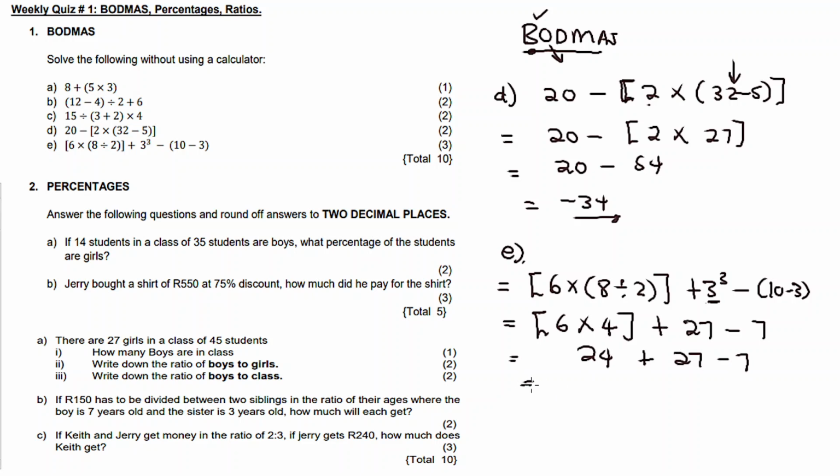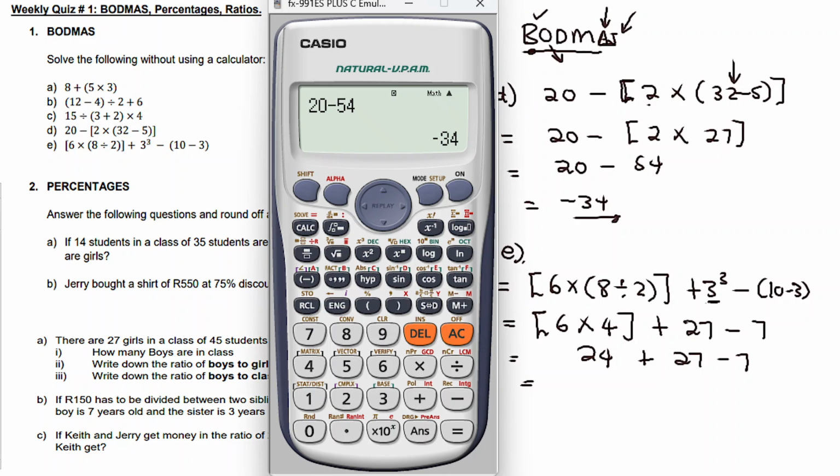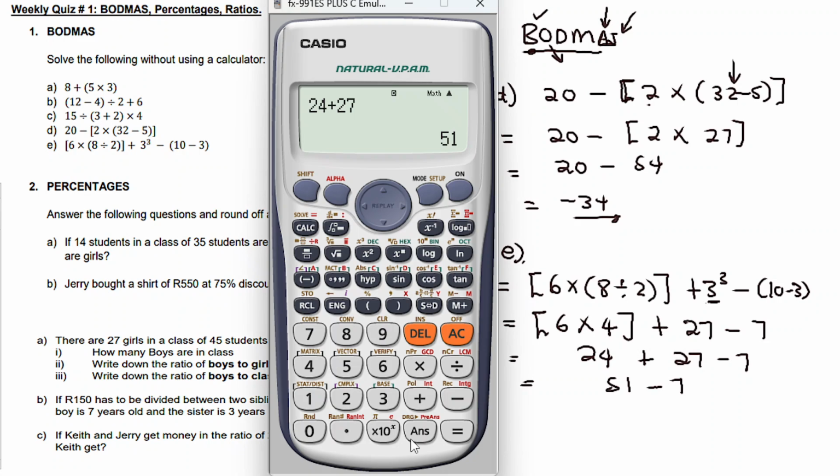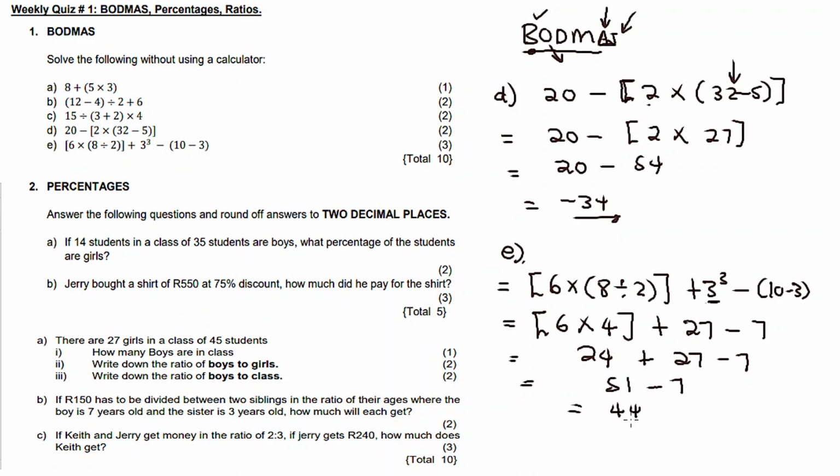Minus a 7. So order of operation. We start with the addition before doing what? Subtraction. I have 2 operations here, right? Addition and subtraction. So I'm gonna start with the addition. So a 24 adding to a 27 gives us a what? A 51 minus 7. The answer should be, I think, 44, but let's check. Yes, the answer is 44. So this is our answer. Okay, so that's your 10 marks.